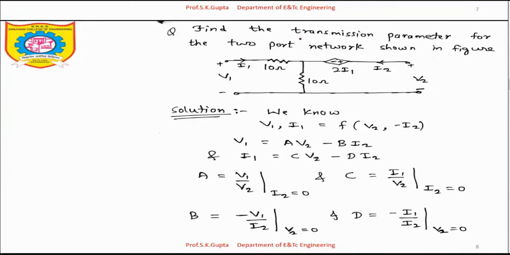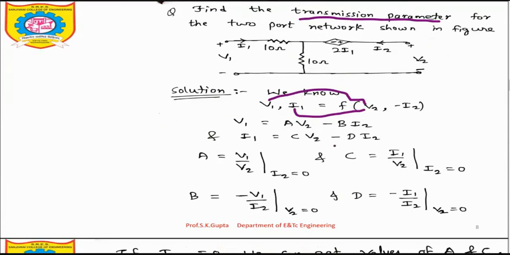Welcome all. Now the next question is to find the transmission parameters, that means the ABCD parameters, for the two-port network shown in the figure. One two-port network is provided to us. We know that for transmission or ABCD parameters, V1 and I1 are functions of V2 and minus I2. That means V1 equals AV2 minus BI2, and I1 equals CV2 minus DI2. From these you can write the formulas for A, B, C and D.